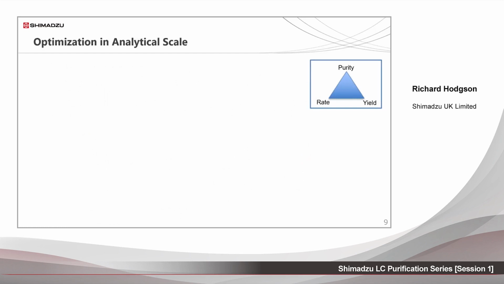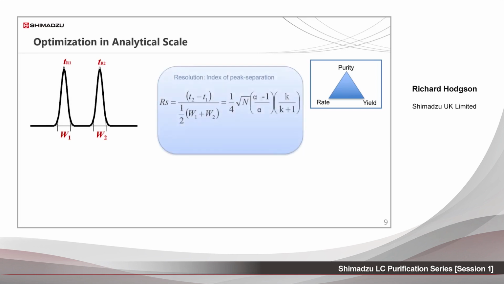Optimization in analytical scale. The most important thing in LC is to achieve the maximum resolution in the minimum amount of time. We can calculate the resolution in a chromatogram between two peaks using each peak's width and retention time. To achieve this resolution, 3 parameters are important: efficiency, selectivity, and retention.